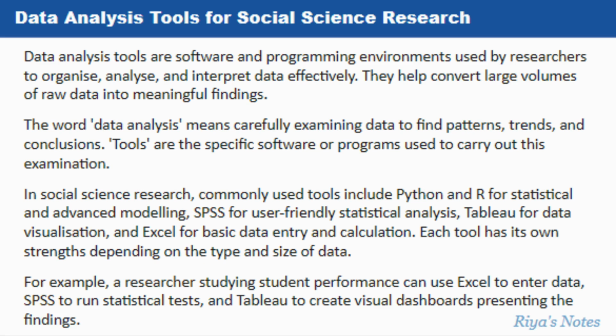In social science research, commonly used tools include Python and R for statistical and advanced modeling, SPSS for user-friendly statistical analysis, Tableau for data visualization, and Excel for basic data entry and calculation. Each tool has its own strengths depending on the type and size of data. For example, a researcher studying student performance can use Excel to enter data, SPSS to run statistical tests, and Tableau to create visual dashboards presenting the findings.